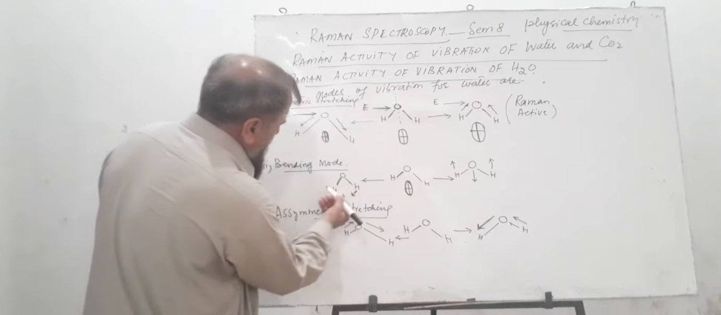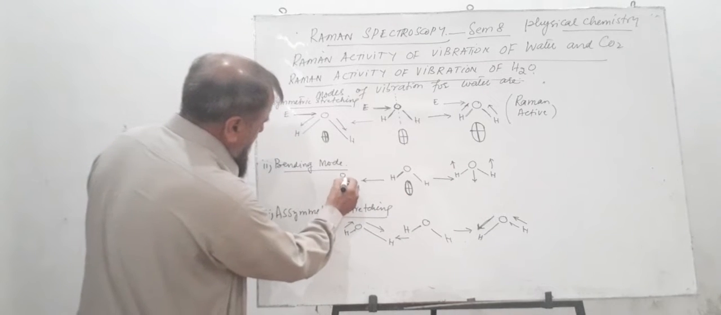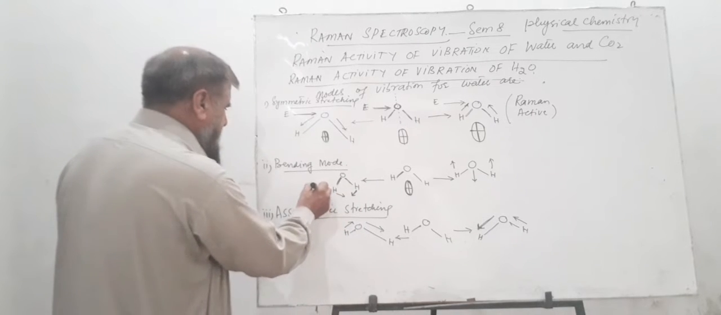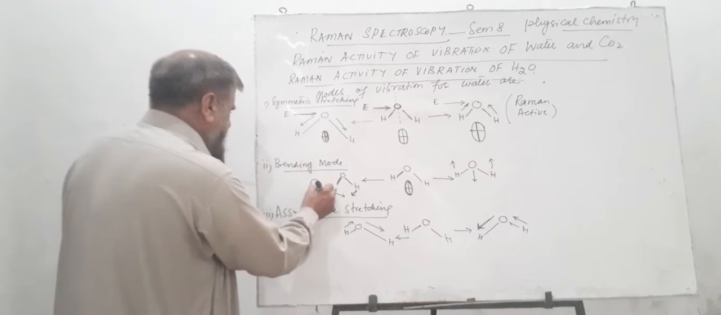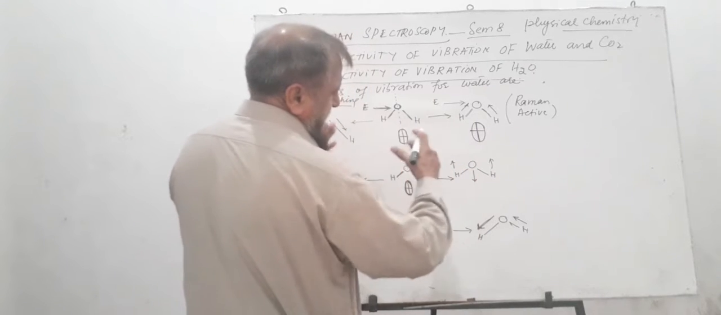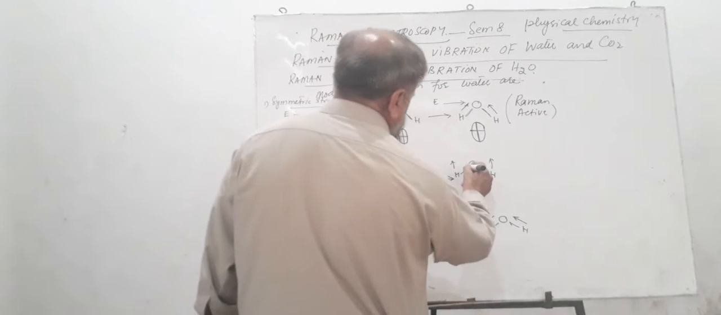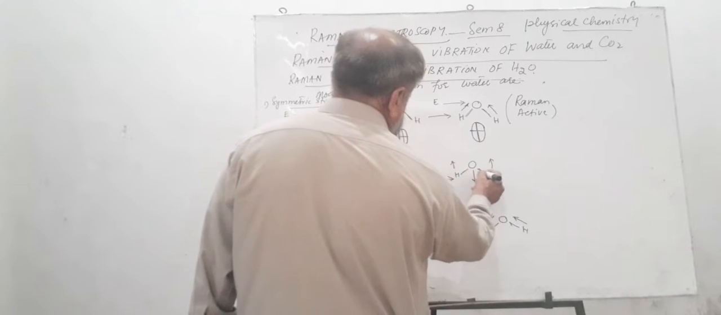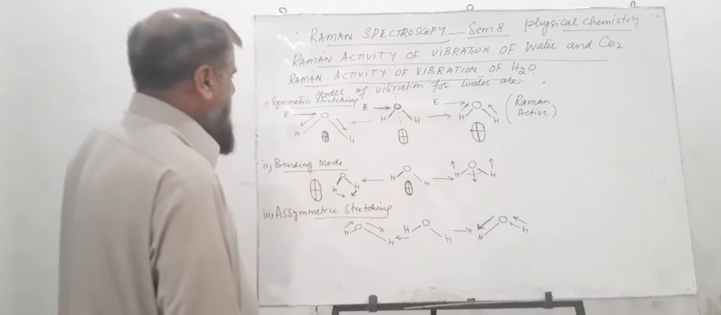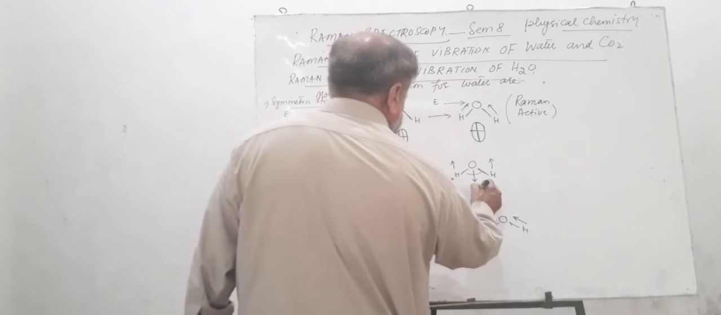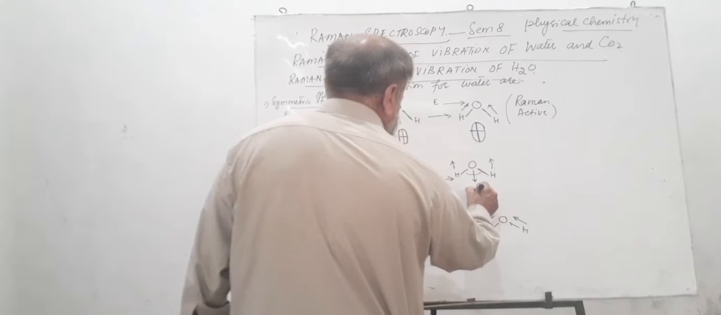Now when we move towards the compression, the decrease in bond angle will lead to a decrease in polarizability and the polarizability ellipsoid will be a bigger one. If we move towards the other side, as the bond angle increases, the polarizability will also increase. Therefore, here we will have a small ellipsoid.